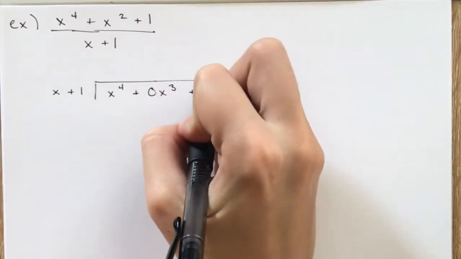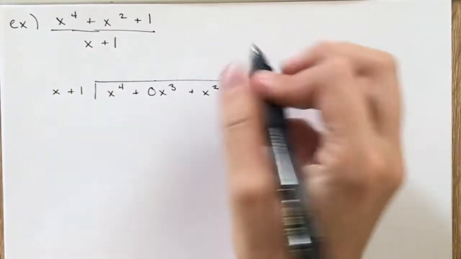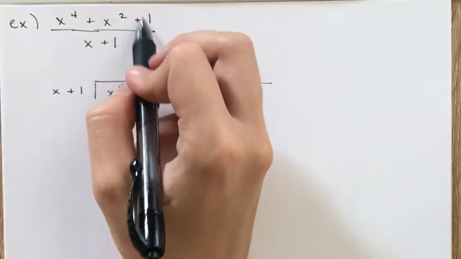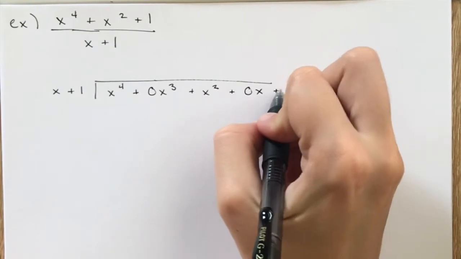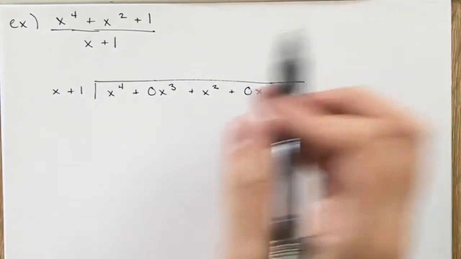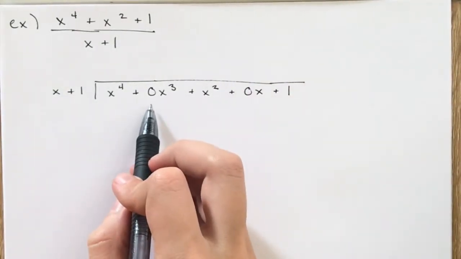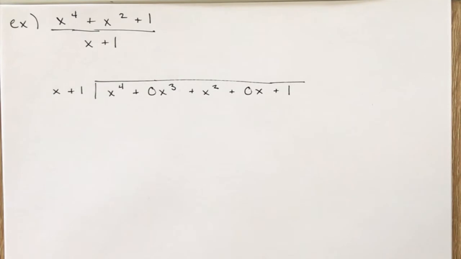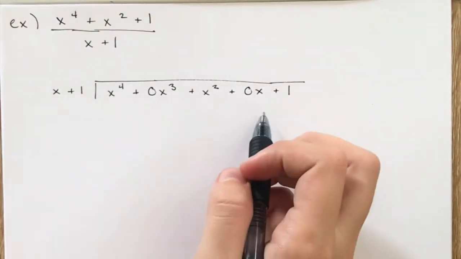So next we have x squared because that one is there. And then we need another 0x term because we're missing an x term. And then we have plus 1. These are what we're going to call placeholder zeros, and they're very, very important for this method of dividing polynomials. We need to remember these every time.